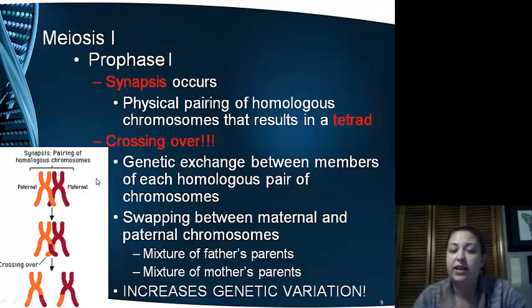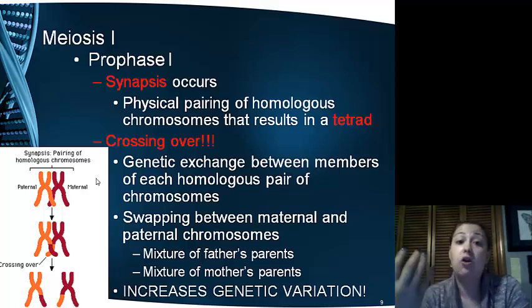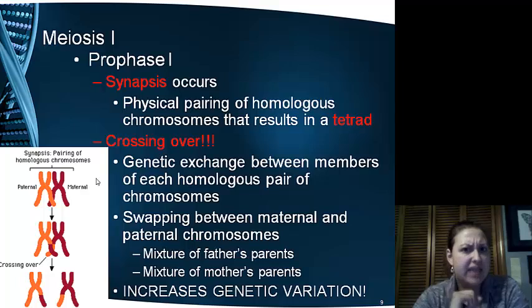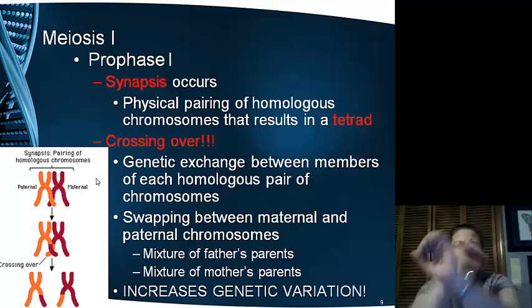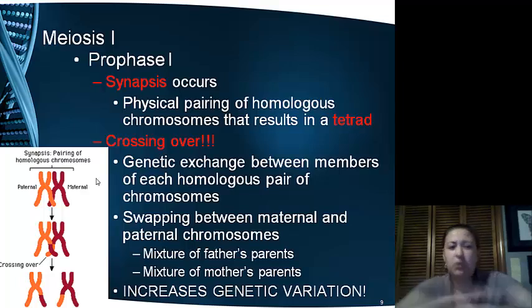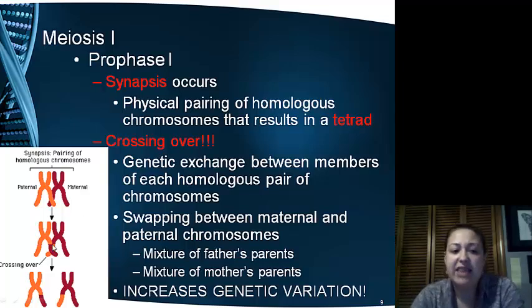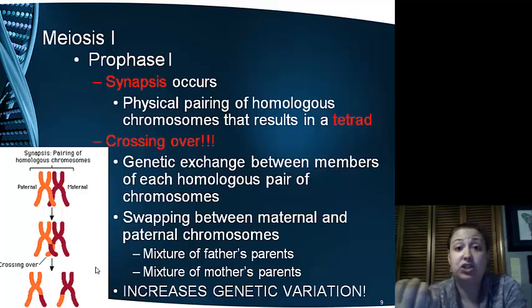In this tetrad, they sometimes touch, which then crossing over can occur. Now, DNA is sticky, so if it accidentally touches, when it pulls apart, they may swap genetic information. This is right here. Now, this paternal has part of mom, and part of mom has part of dad. This increases genetic variation.